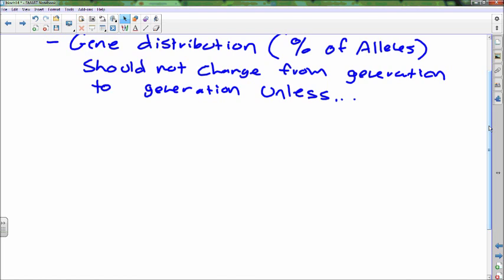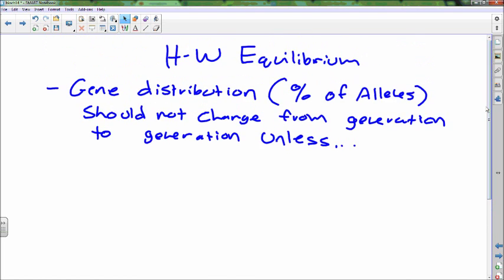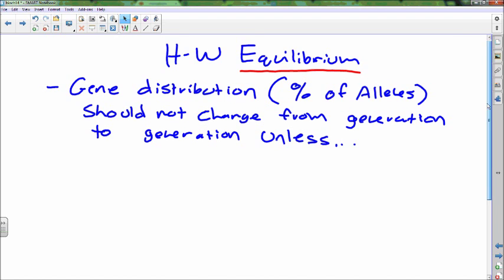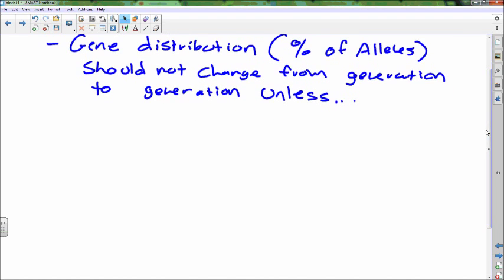So basically, the whole term Hardy-Weinberg equilibrium means staying the same. They're saying that the mix of genes in a population should always stay the same unless one of these next things is happening. So we're going to list these things and then we'll go and talk about each of them. So the first one is mutations.